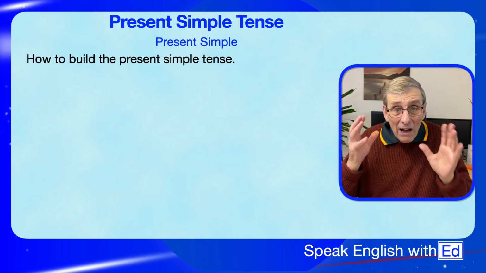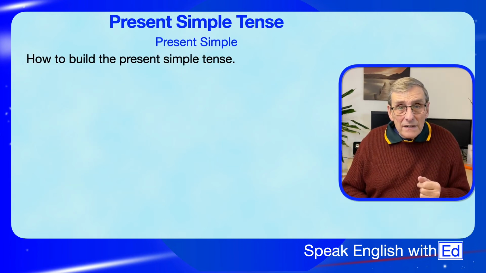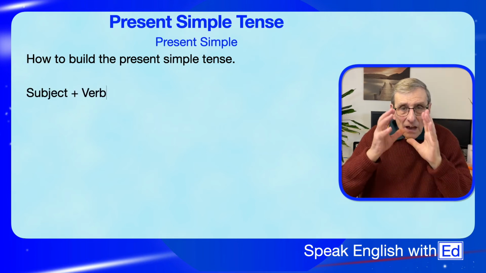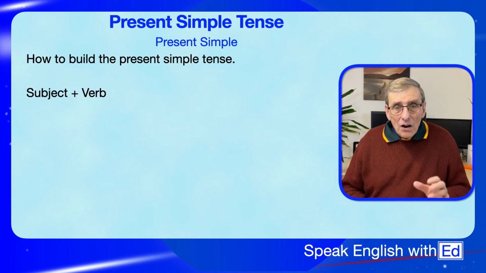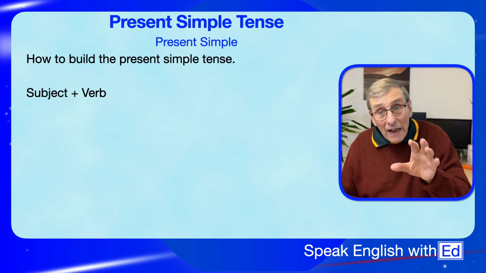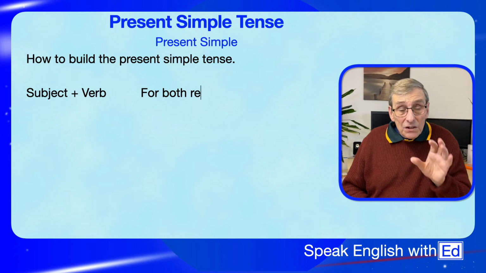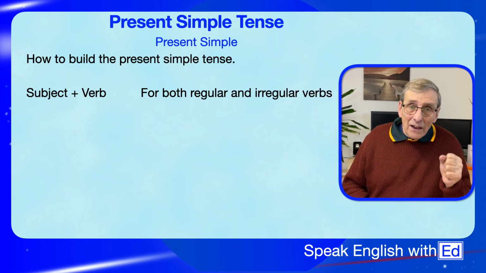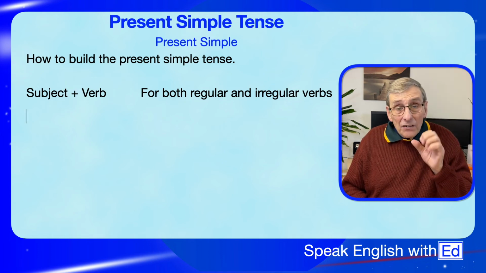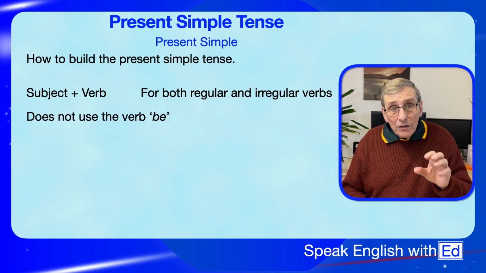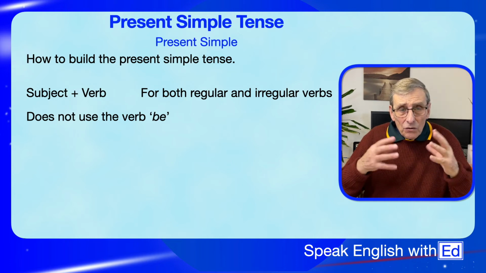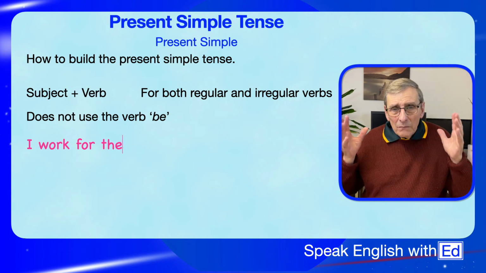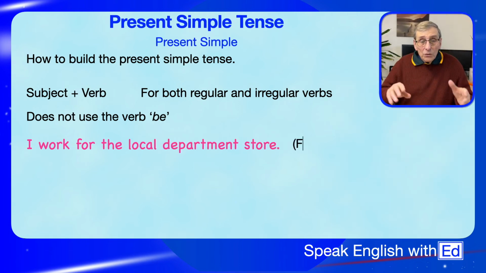After all that, how do we build the present simple tense? Subject plus verb. That's what you need, a subject, and then you need a verb. For both regular and irregular verbs, it's exactly the same. You need a subject and a verb for both regular and irregular verbs. And this tense does not use the verb to be. We don't use am, is, are, or anything like that in the present simple tense. We do not use it.